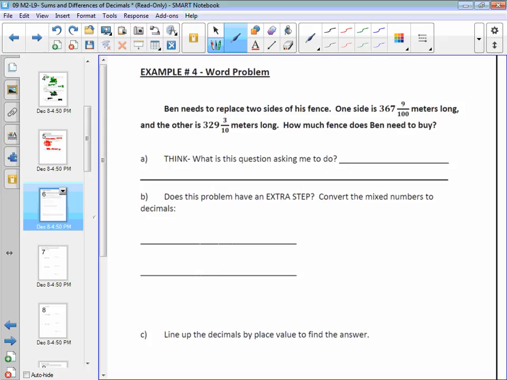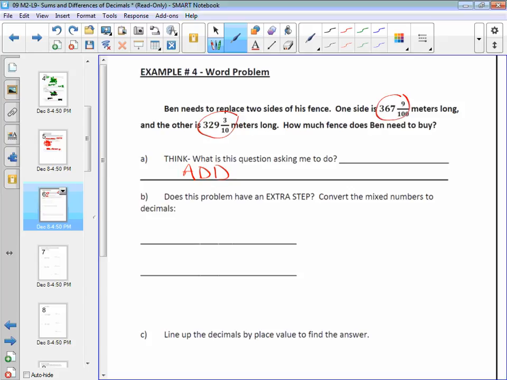I bet you if this last sentence read, how much fence does Ben need to buy together, that will cue you in. You gotta add it. Okay, well, this is one side. This is the other side. Gotta add it together to get the whole entire amount that he needs to buy to cover the fence. Okay? But before we do that, you have to change these numbers to decimals.